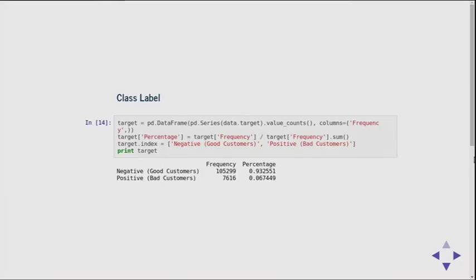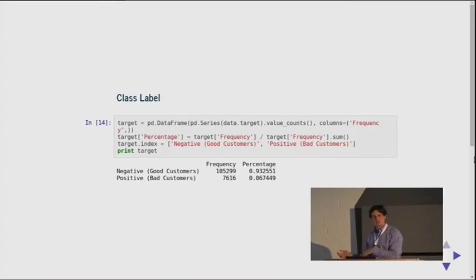From those 112,000 customers, only 7,600 are defaulted, also called bad customers. This is quite interesting because this makes this an imbalanced problem. It's not that imbalanced, but nevertheless, only 6.7% of the population are positive or bad customers.